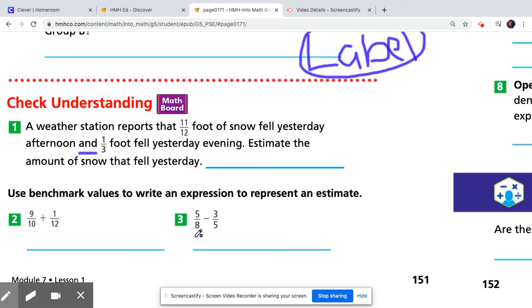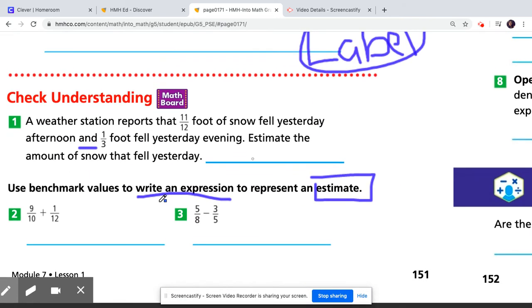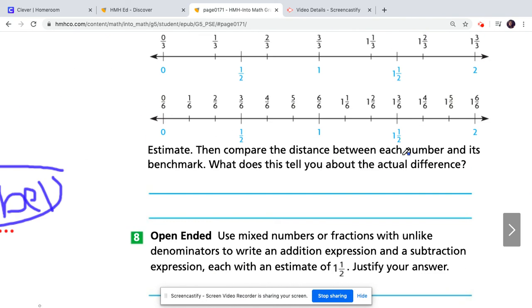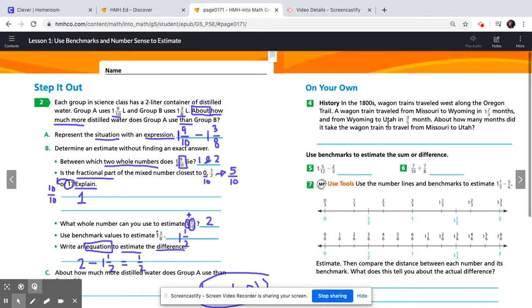For numbers 2 and 3, all you're going to do is write an expression. It does not want an answer. Write an expression, but using estimates of each of the fractions. So this 9/10, we already said that 9/10 estimates to 1. So you're going to do 1 plus, and you better know that 1/12 is closest to 0. That's all I'm going to say for that. And that's basically the answer right there. That's an expression for this. You would have to do the same thing for number 3, and notice that number 3 is actually a subtraction problem. Let's scroll up to the next problem over here, number 4.